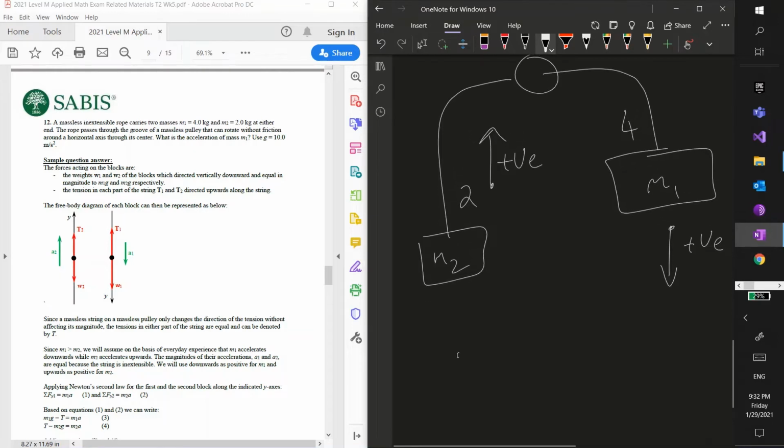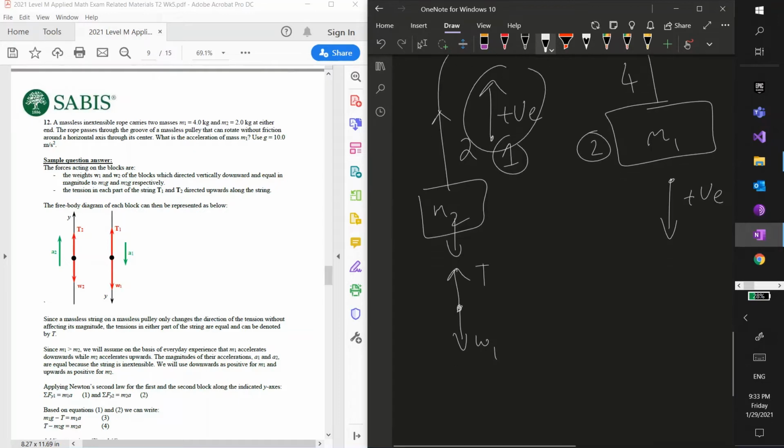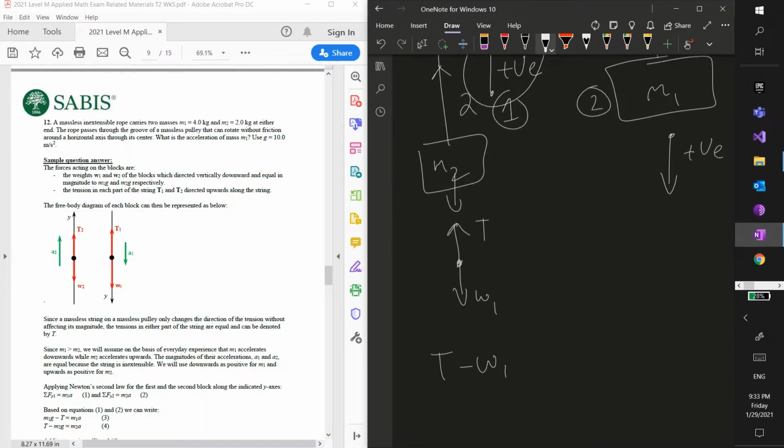Let's draw the FBD. Tension, of course. You have your weight going downwards. Call this object 1, call this object 2. Since the direction of motion here is upwards, tension is positive, weight is negative, and it's equal to ma because it's accelerating. Read the question. It says find the acceleration.